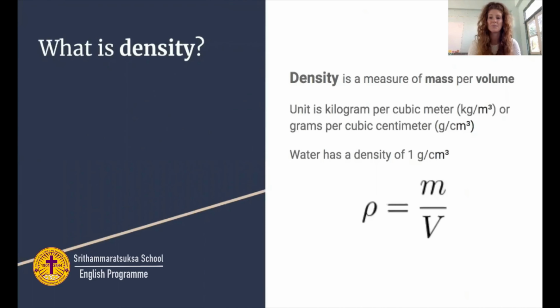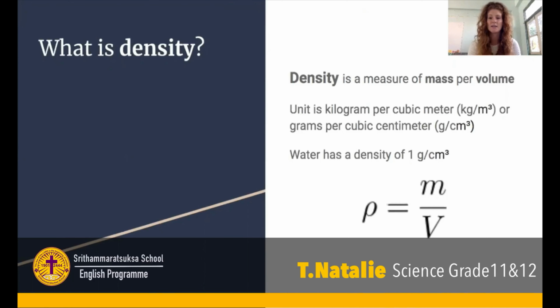What is density? Density is a measurement of mass per volume. The unit that we will be using mostly will be kilograms per cubic meter or grams per cubic centimeter. As I said, density is the measurement of mass per volume, which means the equation will be mass over volume. You can see it on the screen. It will be density equals mass over volume, or M over V.